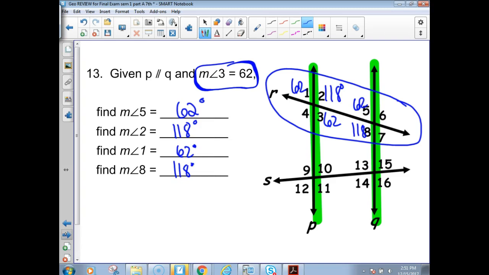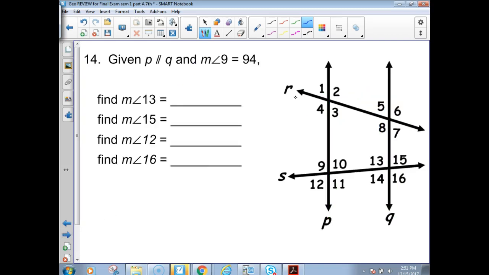Okay. I hope you tried some of these the other day when I asked you to. If not, I'm afraid I have to go pretty quick here. All right, 94 degrees on angle 9, and now what are we talking about? Well, that would be all the angles down here along transversal S, because we were already given P and Q parallel. So angle 13 is 94 as well, because it's corresponding with angle 9.